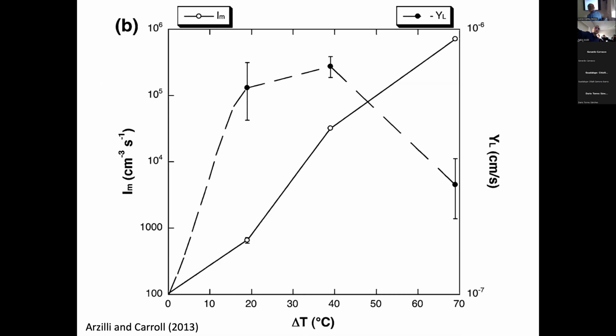So for increasing undercooling, I have first the peak of growth, and then the growth will decrease and the nucleation rate will increase. So what we said before, that from a theoretical point of view, growth will be promoted mostly at low undercooling, okay, with a few nuclei and bigger crystals. But if you move to larger undercooling, you will have a lot of nuclei.